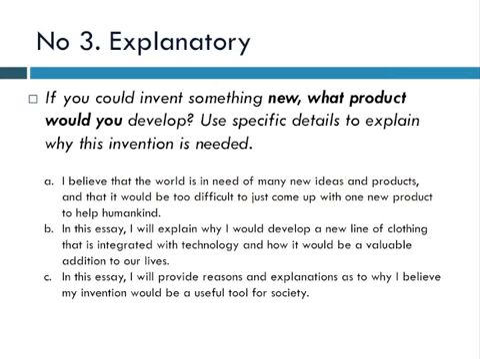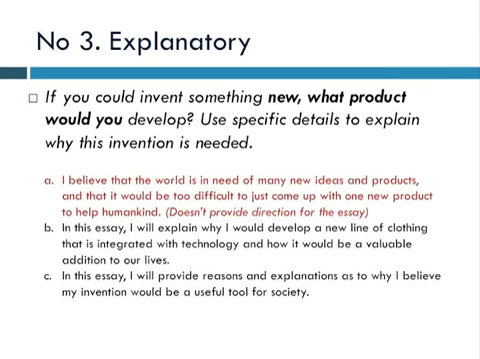So what do we think about A? Well, in this case, A is probably a bad choice. First off, we have to answer the question that there has to be some kind of invention we would develop. So in this case, in the thesis statement, we're saying that it's actually too difficult to come up with just one product. Well, that's not a good choice.